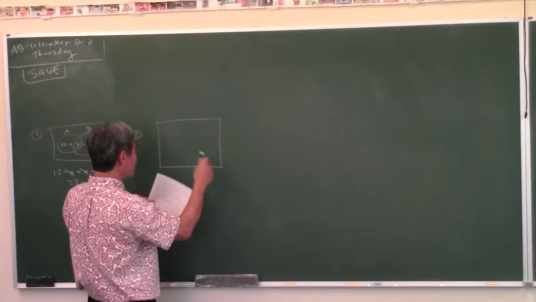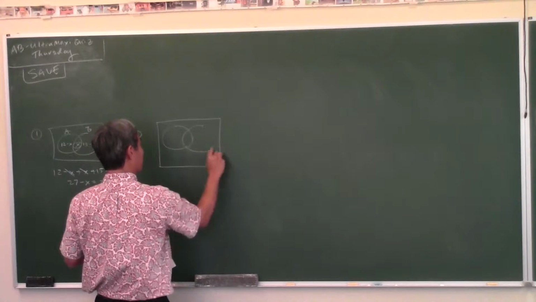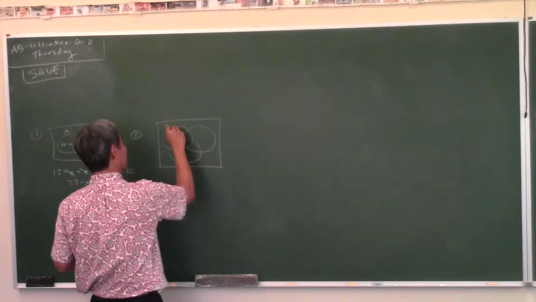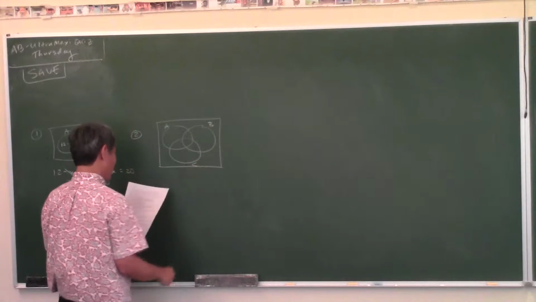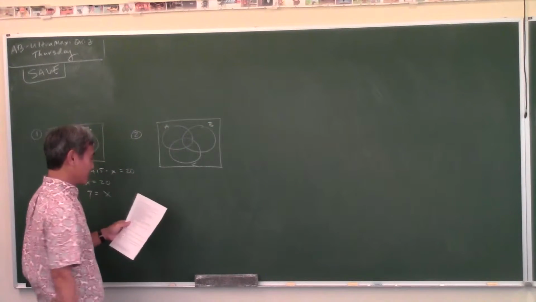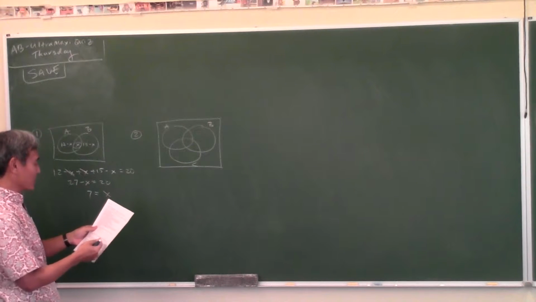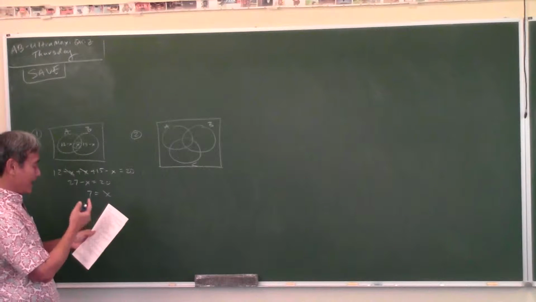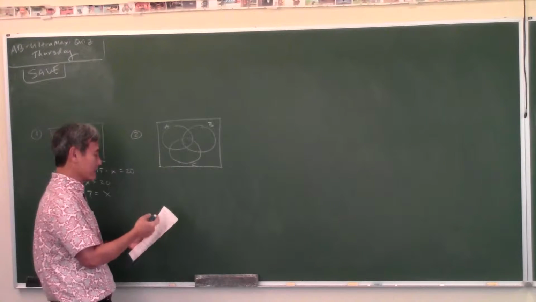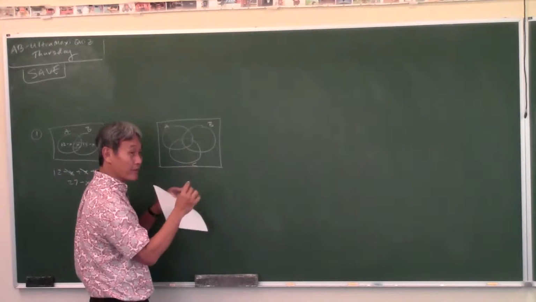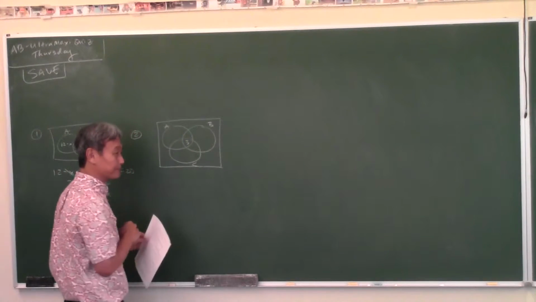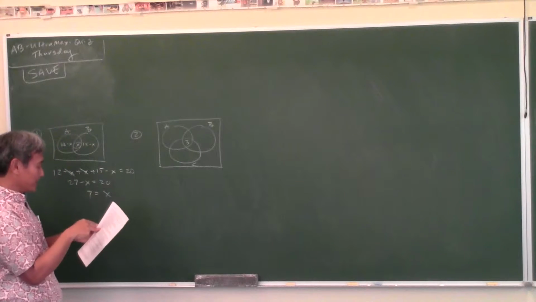Okay, now we got 3 sets. So A, B, C. Always fill in that middle section first. Now, in this one, they tell you the number of elements in A intersect B intersect C is 3. That means where all 3 of them overlap. That would be right there. And then just work your way out.